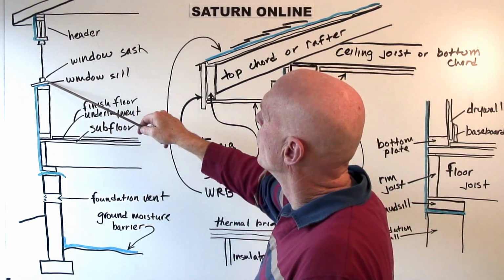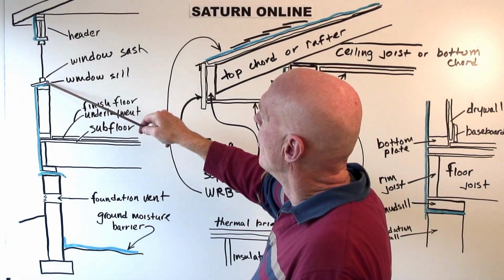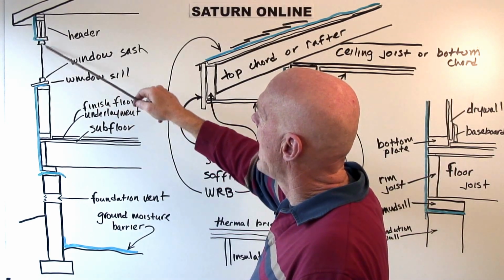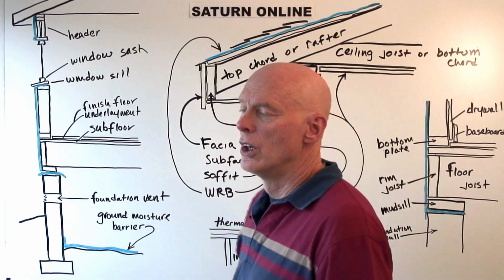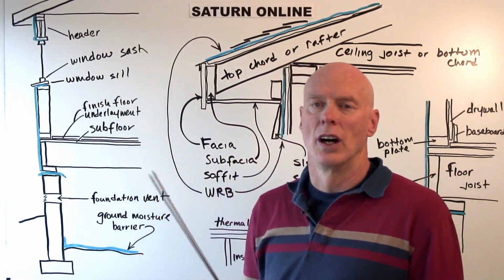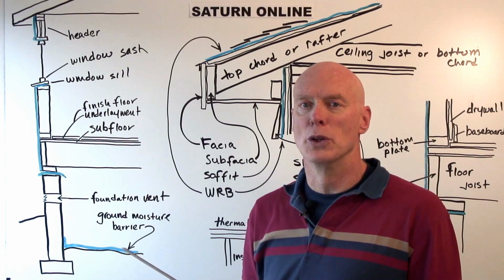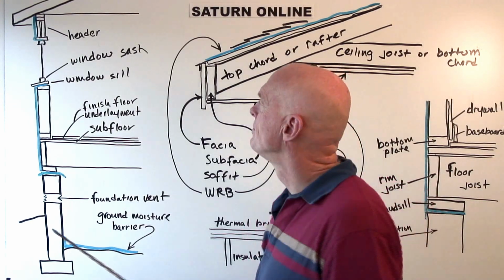The window has a window sill. This is the finished window sill. Then it has the window sash, and the sash is the movable portion of the window. The sash can actually be either fixed, meaning it doesn't move, or movable.